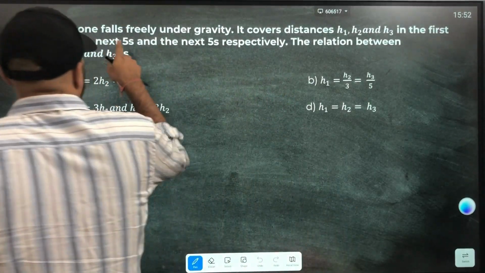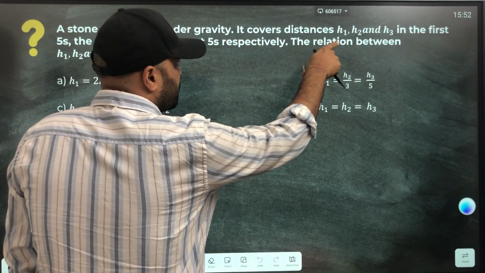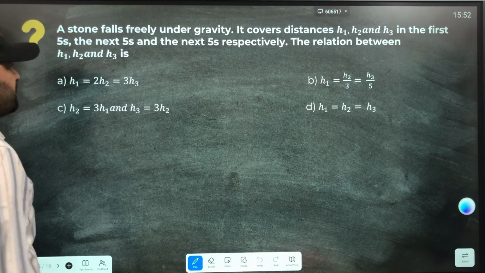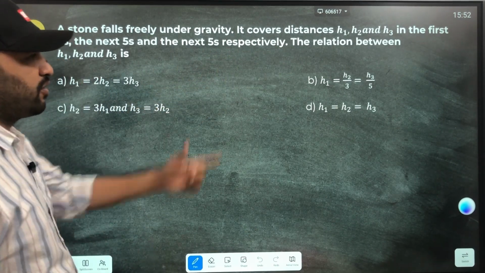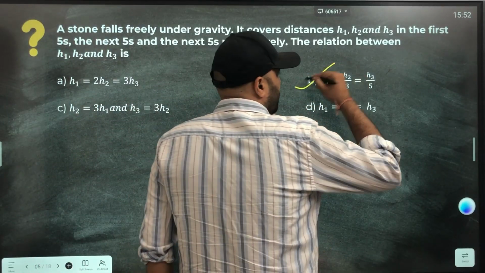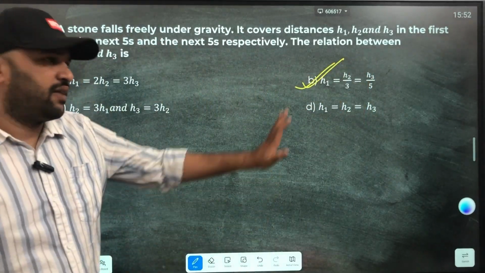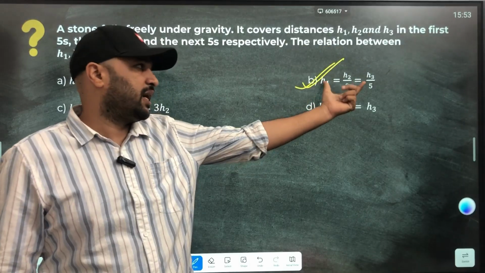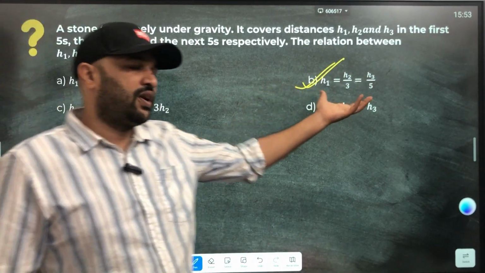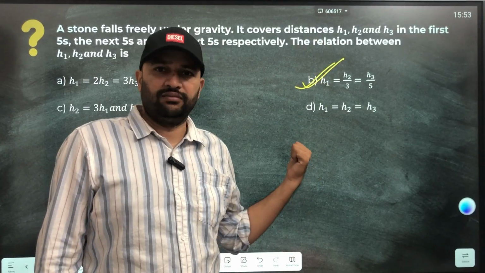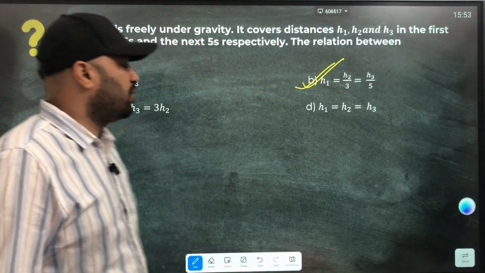Question says a stone falls freely under gravity. It covers distances h1, h2, and h3 in the first 5 seconds, next 5 seconds, and the next 5 seconds. The relation between h1, h2, and h3 is how much? Now, without solving, we already know this is our answer. I have shown you in the previous lectures how we came to this. Let me solve it for you in case you don't remember, or in case you have directly jumped to this particular video all of a sudden, then let's see how we get this.